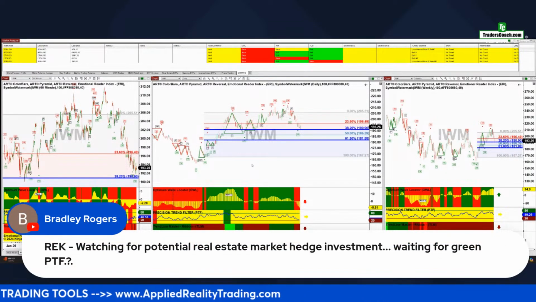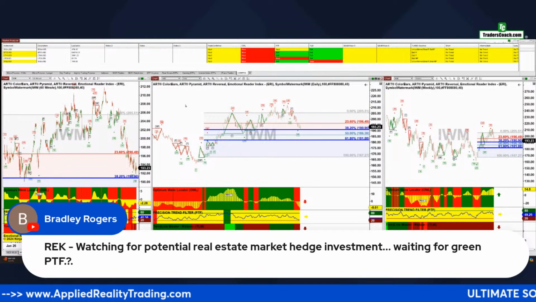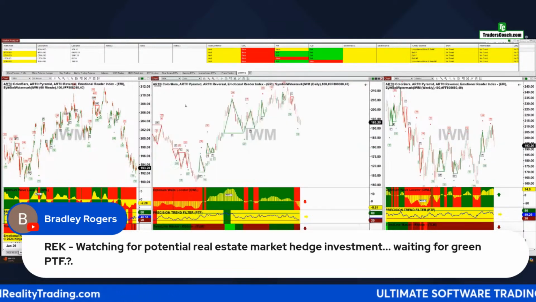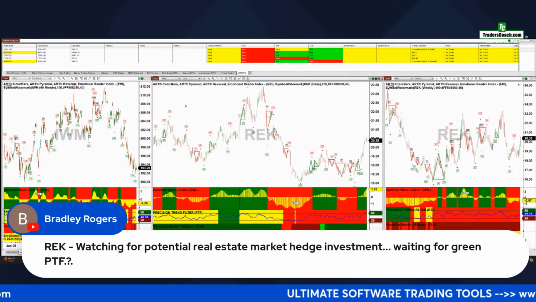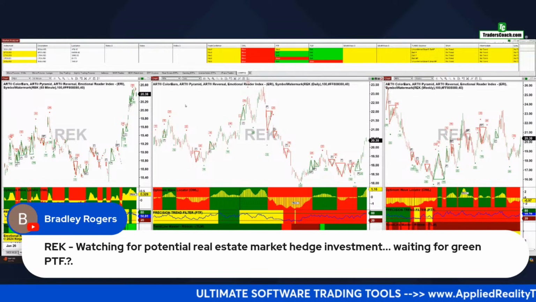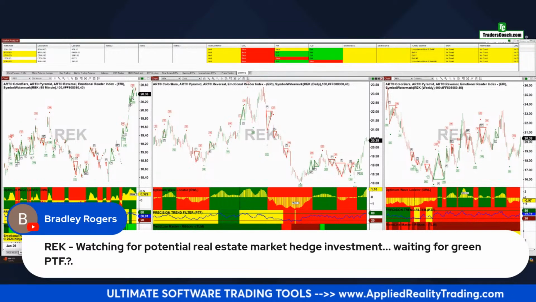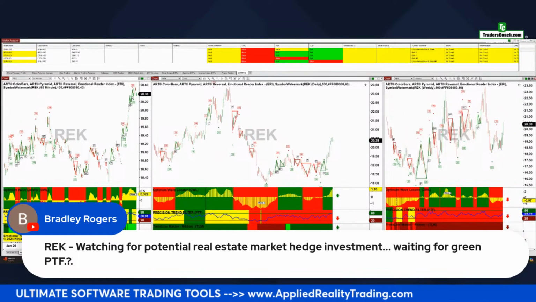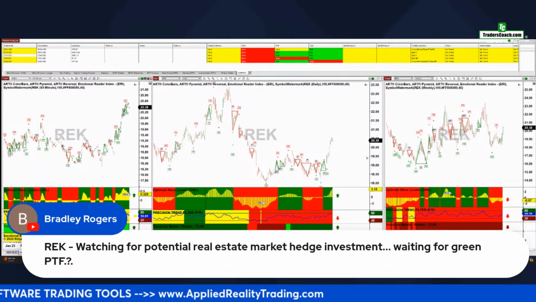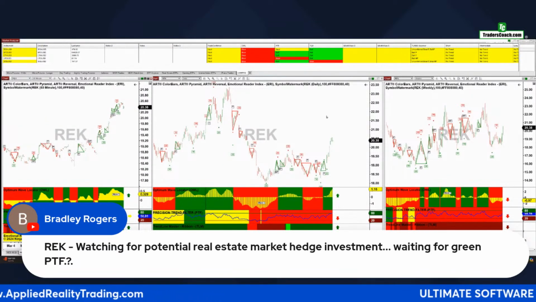All right, let's go back to Bradley here. REK. Let's see what you got cooking on that. Watching for potential real estate market hedge investment. Waiting for the green. Okay, so yeah, this is kind of an interesting one. You got the short-term bullish. Don't have a lot of liquidity here, but short-term bullish.